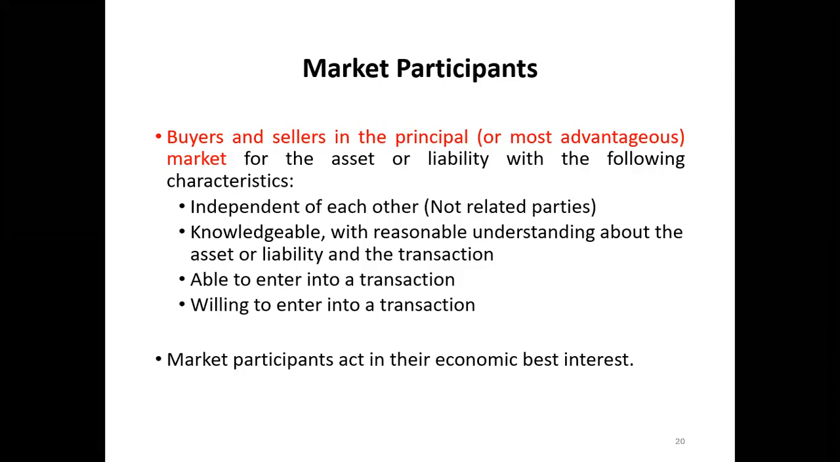And the buyers and sellers must be knowledgeable. They have a reasonable understanding about the transaction as well as the underlying asset or liability. They are able and willing. And all these market participants always try to maximize their gain. That is what we call economic rationality. So throughout this discussion, you need to assume that we are talking about a rational economic person, the one who tries to maximize their own gain.